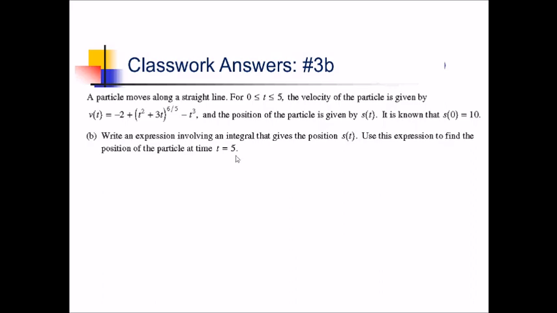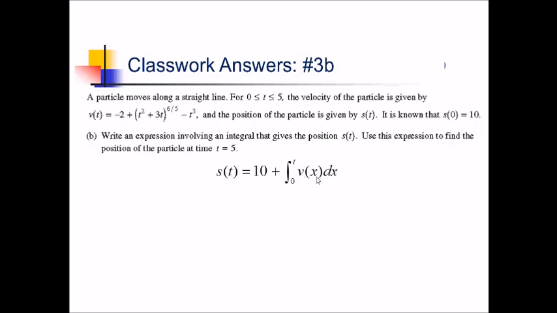On this part of the problem, they want an expression with an integral that gives the position s of t, and then use it to find the position at time 5. So we can write s of t equals s of 0, which is 10, plus the integral from 0 to, I guess it would have to be t, because that's our input variable here. So integral from 0 to t of, we want s prime, which is really just v, and we can't use t inside the integral, so I'm going to use x instead. You can't have the same variable in your limit of integration and your variable of integration. So then I've got 10 plus integral from 0 to t of v of x dx.